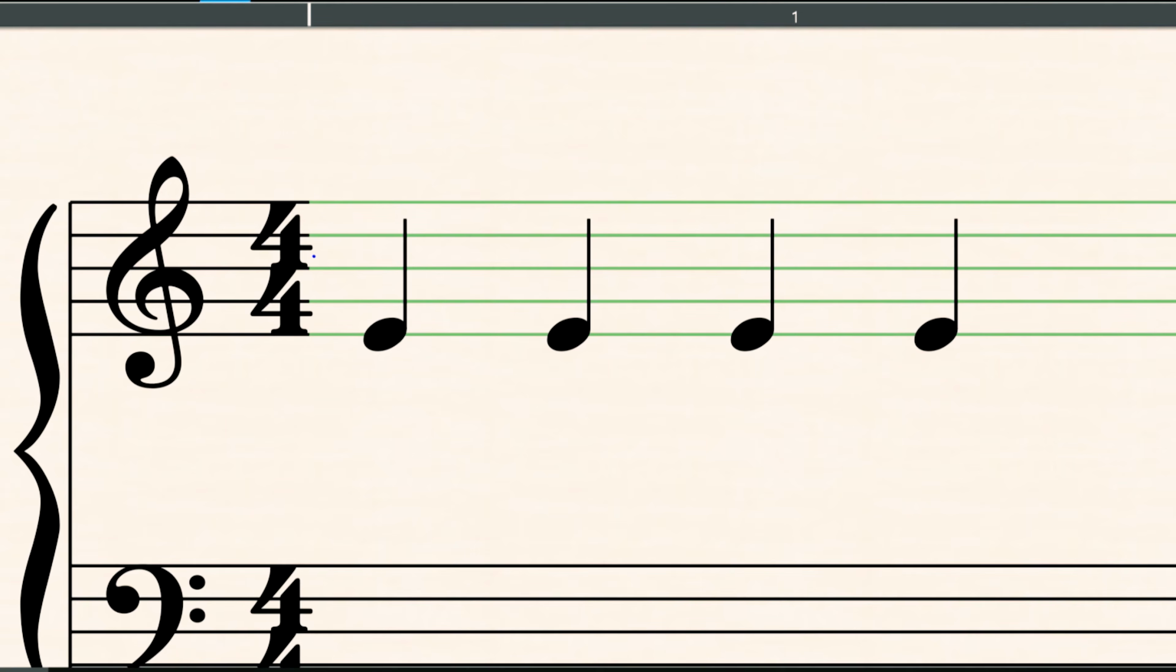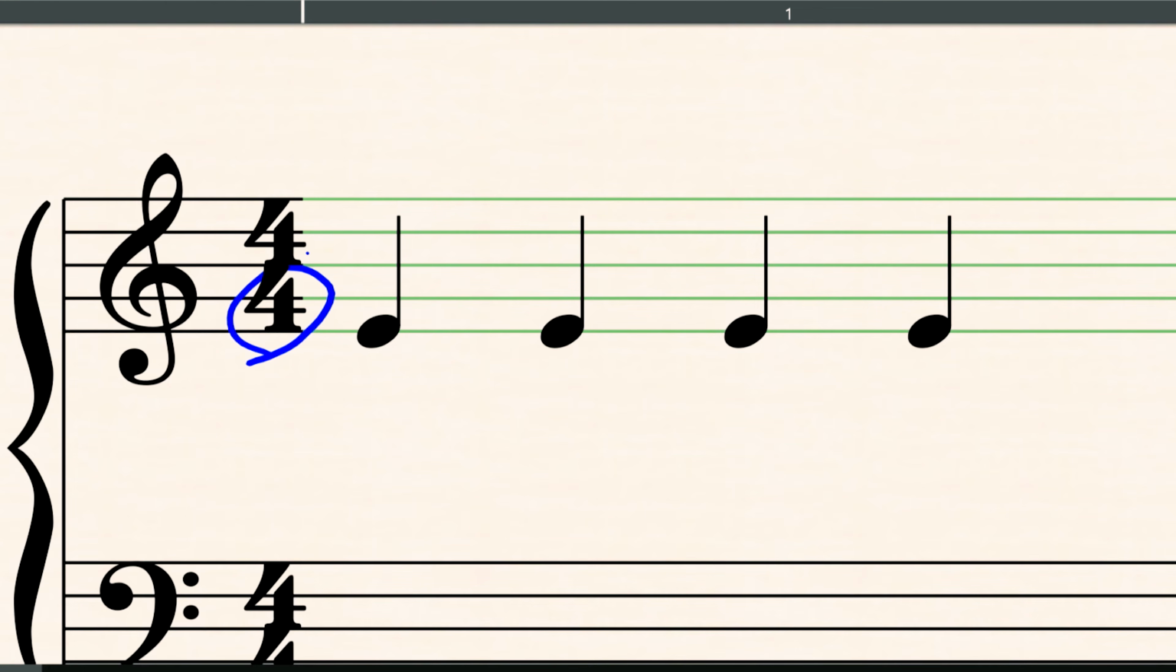The bottom number down here tells you what note gets 1 beat. So what I would do is draw this bottom number up here and then draw it as a fraction, just putting 1 over that number. And look at that, that's a fourth, also known as a quarter. So that tells you that the quarter note gets 1 beat.